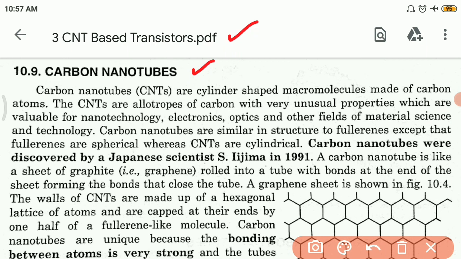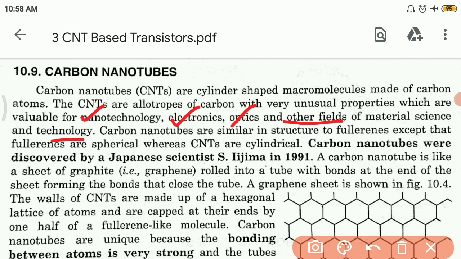Okay, so these are cylinder shaped macromolecules which are made up of carbon atoms, and these CNTs are actually allotropes of carbon with very unusual properties, and they can be used in nanotechnology, electronics, optics, and other fields of material science and technology.